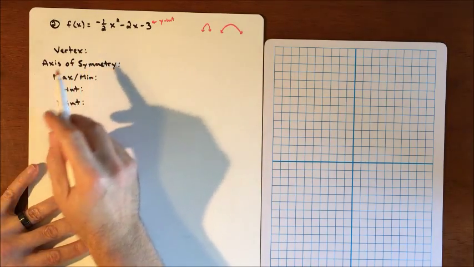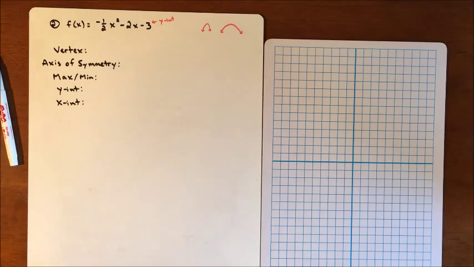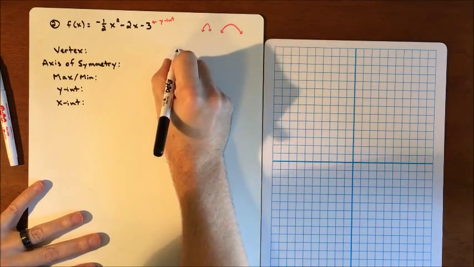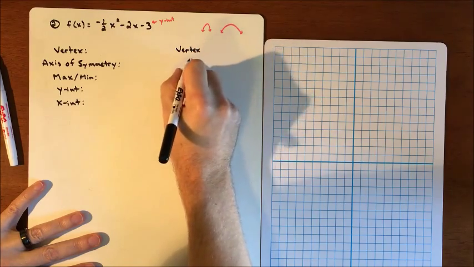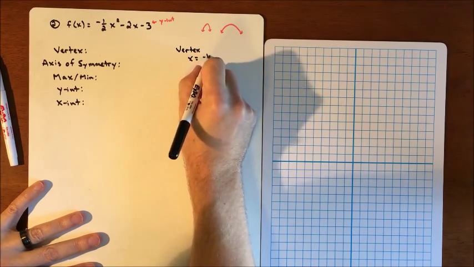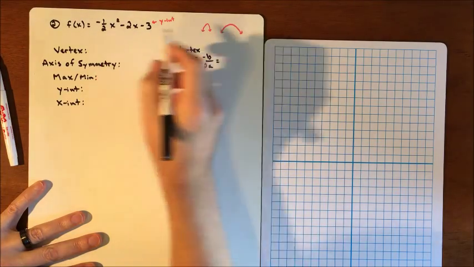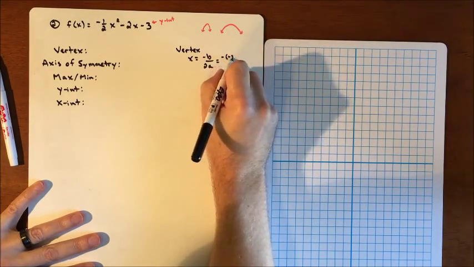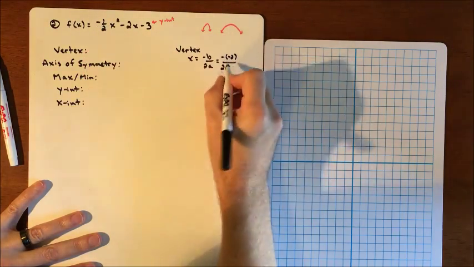We need to find out our information. So we'll find our vertex first. So our vertex is going to be negative b divided by 2a. Our b value is negative 2, so it's negative 2 divided by 2 times negative 1/2.